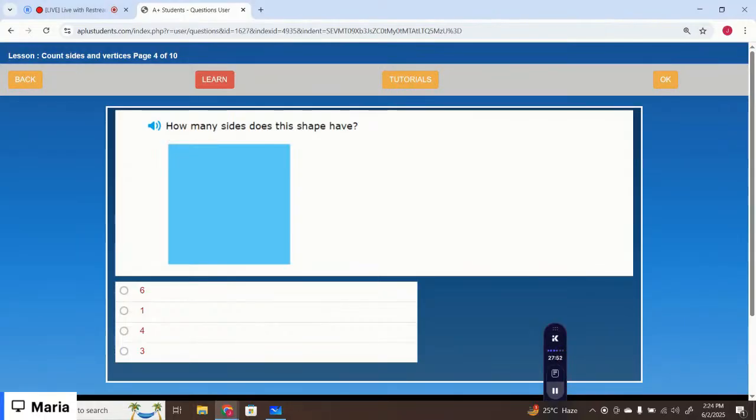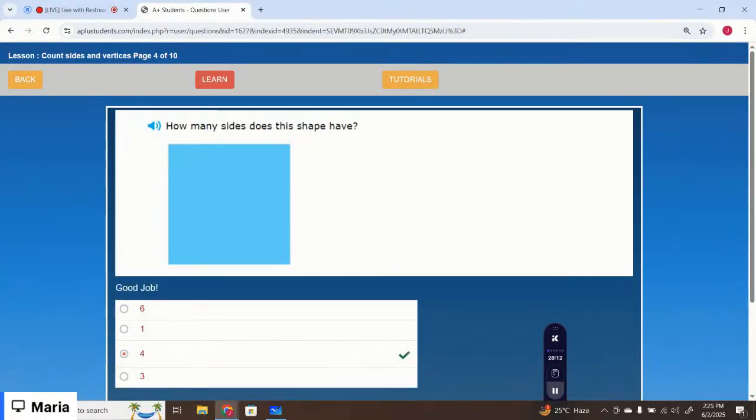How many sides does this shape have? The correct option is four. Option number three is the correct option. That is a four-sided shape.